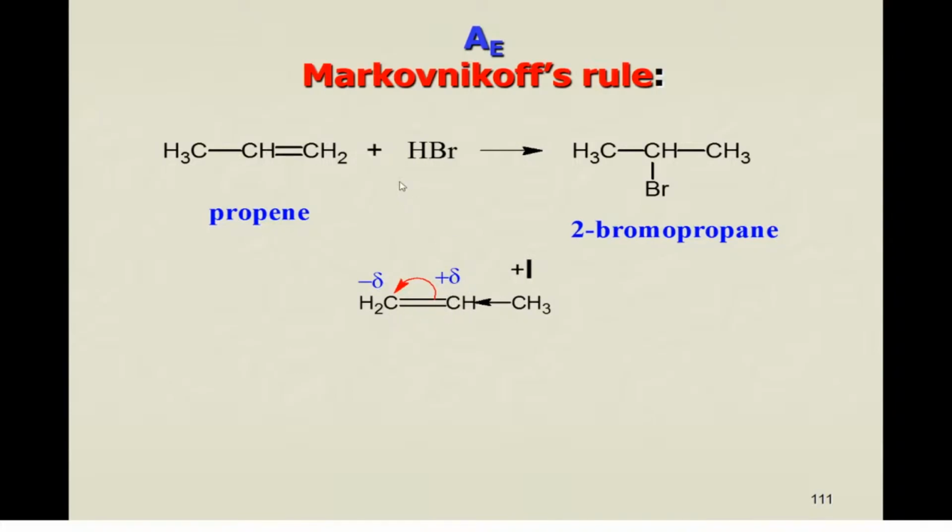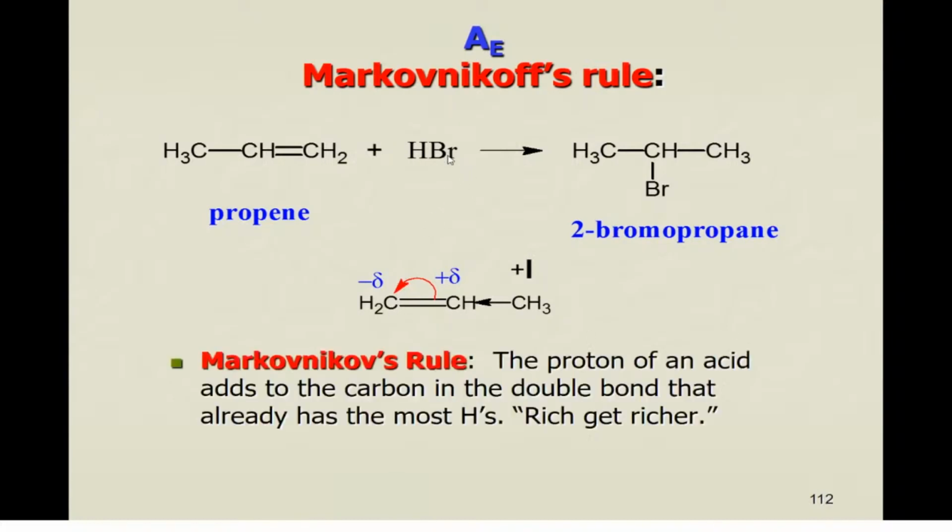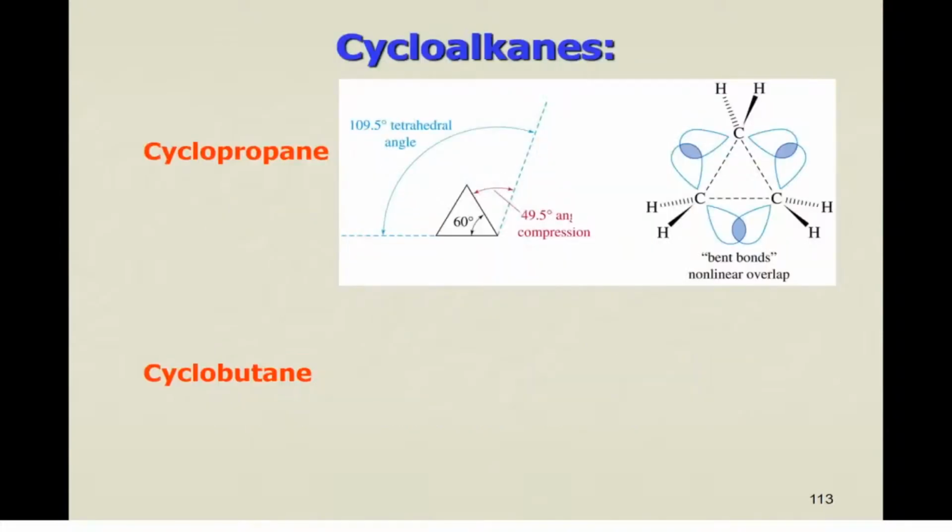So what is here? HBr: plus delta charged hydrogen, minus delta charged bromine. Hydrogen adds to the more hydrogenated carbon, bromine to the less hydrogenated. This is Markovnikov's rule. Rich get richer. The proton of an acid adds to the carbon of the double bond which is already the most hydrogenated. An acid can be water also, with its proton. So that's why there is selectivity, because of the inductive effect. Please know that inductive and mesomeric effects are so important, as the mesomeric effect will result in ortho-meta-para positions. So, 2-bromopropane.